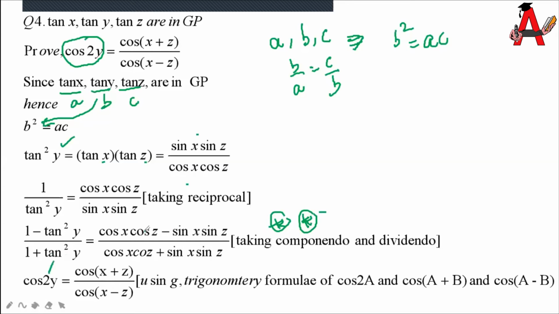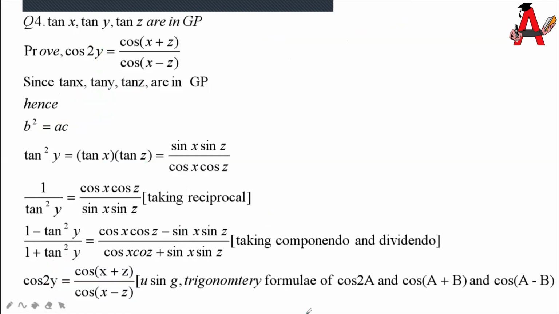Here it is cos A cos B minus sin A sin B. This will be cos A plus B and the denominator will be cos A minus B. So cos x plus z upon cos x minus z, which is what we need to prove. I will once again give you some time to write down, and I'll remove this green text. Now let's move on to the last question of this first part of ISC 11th standard maths.